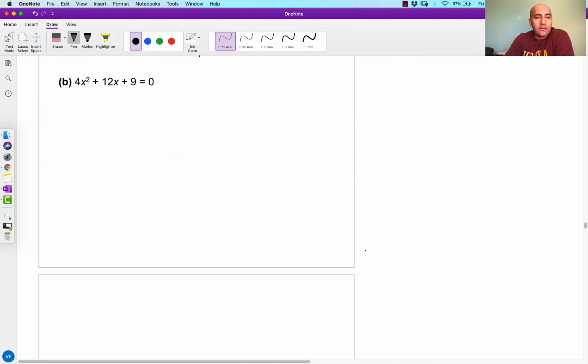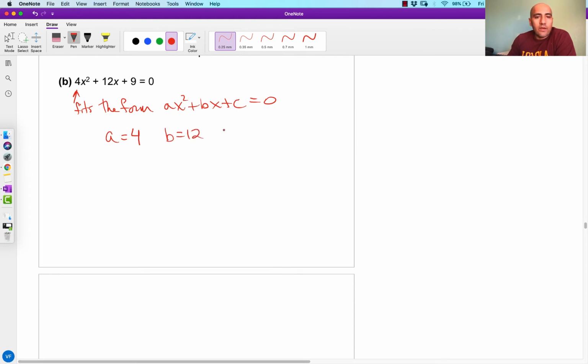What about this one? Again, we could complete the square on this to find the x, but we've already solved it in general. So the quadratic formula tells me that this fits the form ax squared plus bx plus c equals 0. This is where a is being played by a 4, and b is being played by a 12, and c is being played by a 9.